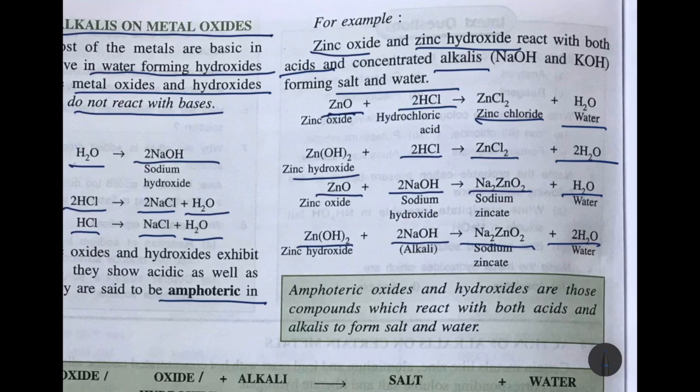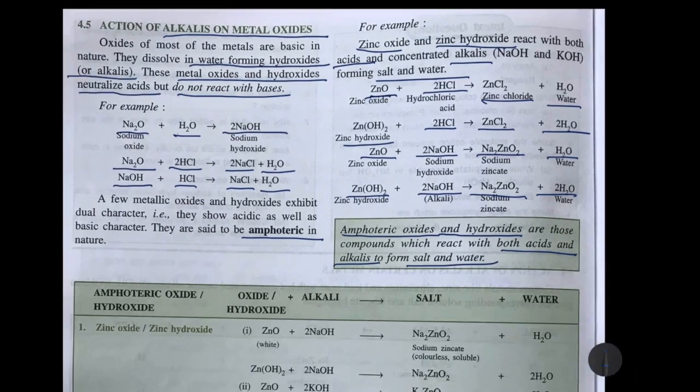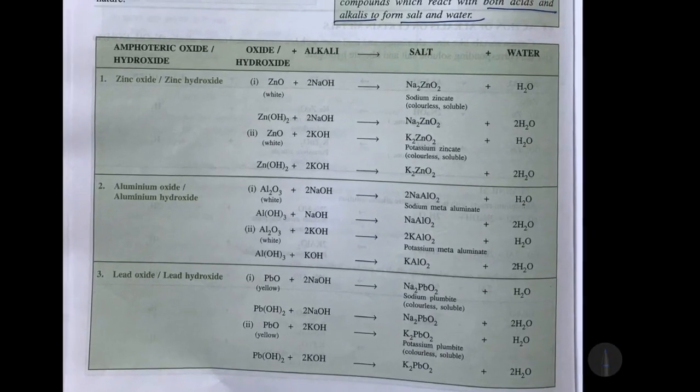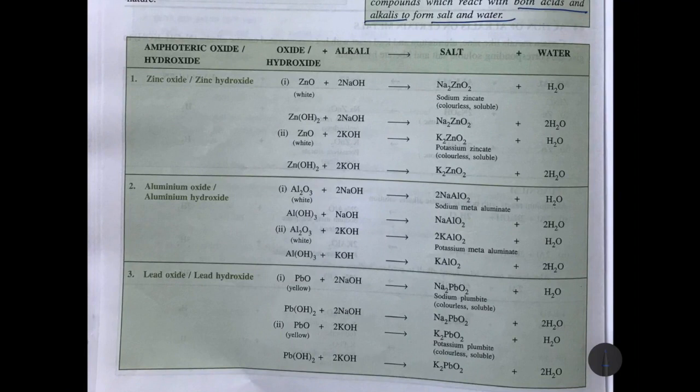So when we talk about amphoteric oxides, we are talking about amphoteric oxides and hydroxides. We are talking about the compounds which react with both acids as well as alkalis to form salt and water. Okay, so amphoteric oxide, you can see here zinc, I already showed you, zinc oxide with sodium hydroxide, zinc hydroxide with sodium hydroxide to form sodium zincate and water, and zinc hydroxide with potassium hydroxide, zinc oxide with potassium hydroxide, which is a base, an alkali. It forms potassium zincate and water. Here also potassium zincate and water.